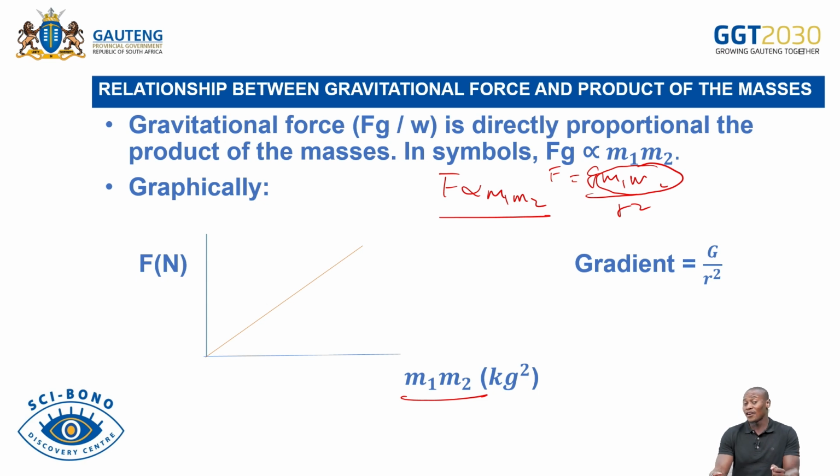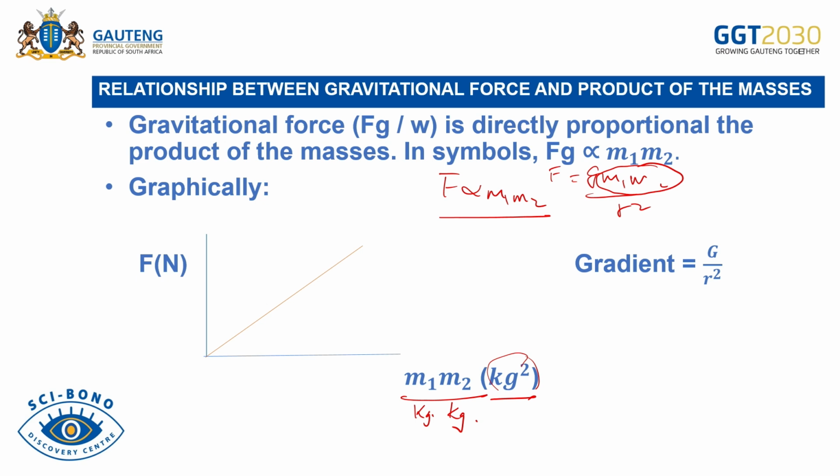We can even show that relationship using a graph. A graph that shows direct proportionality will be a straight line starting from the origin. So I'm having F and the product of the masses. Here I'm having kg squared because this is kg times kg. So this is not F versus m, but this is F versus the product of the masses. Very, very important.